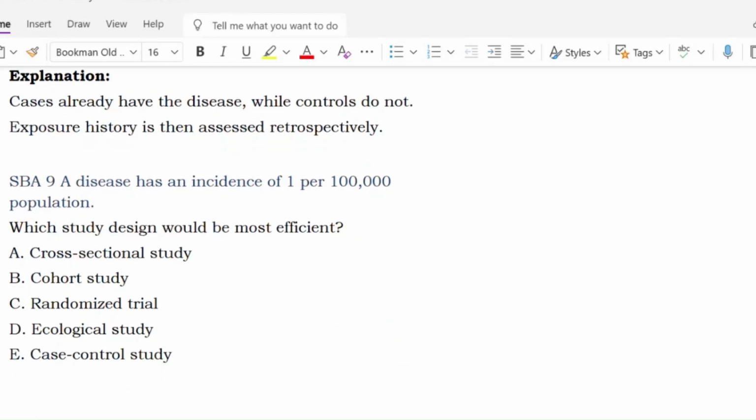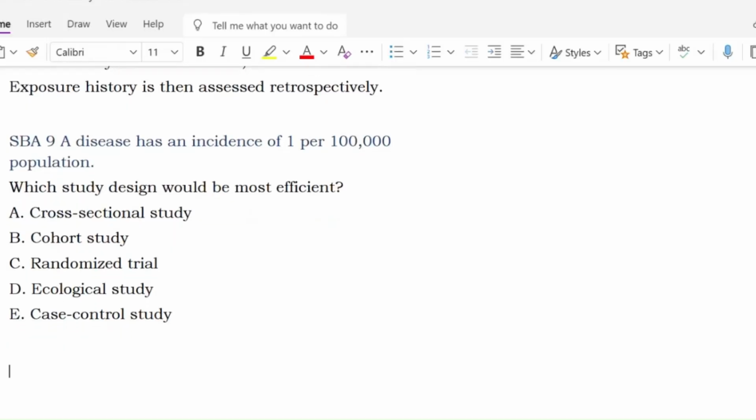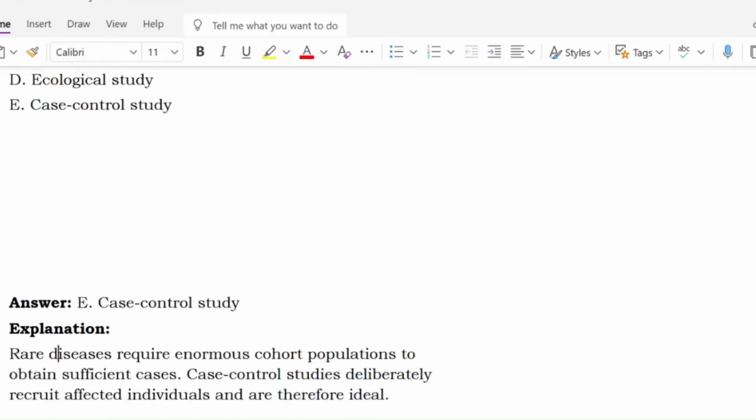Next. A disease has an incidence of 1 per 1 lakh population. Which study design will be most efficient? Is it a common disease or rare disease? Rare disease. Okay. So what type of study design can we select? For rare diseases, better is case control study. And when the exposure is rare, go for cohort. So sir, answer is E, case control study.